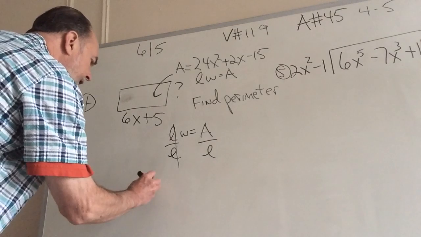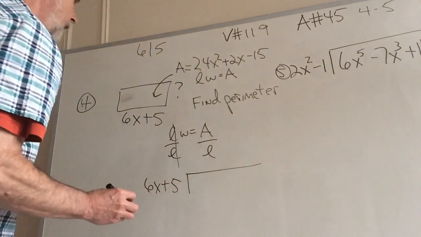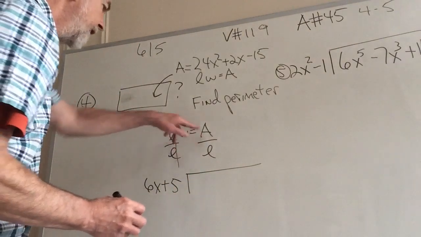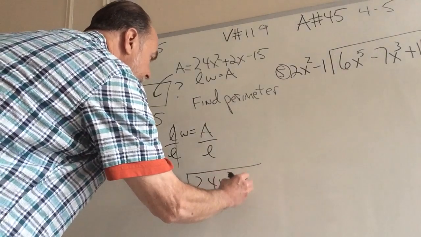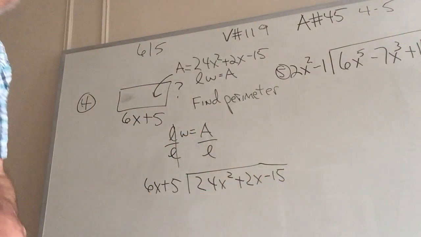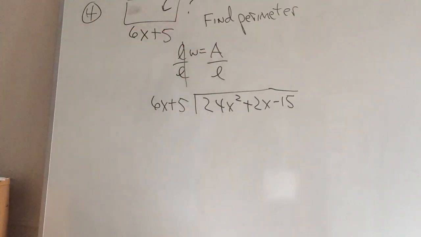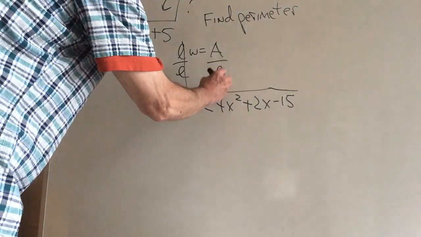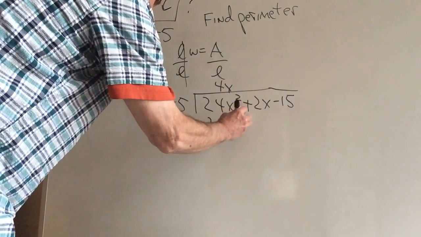What do we have here? 6x plus 5, that's the length that we know, divided into the area, which is 24x squared plus 2x minus 15. And your average freshman's probably feeling that, hey man, I can do this even if I'm not good at math. I know there's going to be a remainder. It's only 3 terms. Hell, if I could do 2 and 3, I should be able to do this one. So 6 goes into 24 4 times. The x tags along. There's 24x squared.